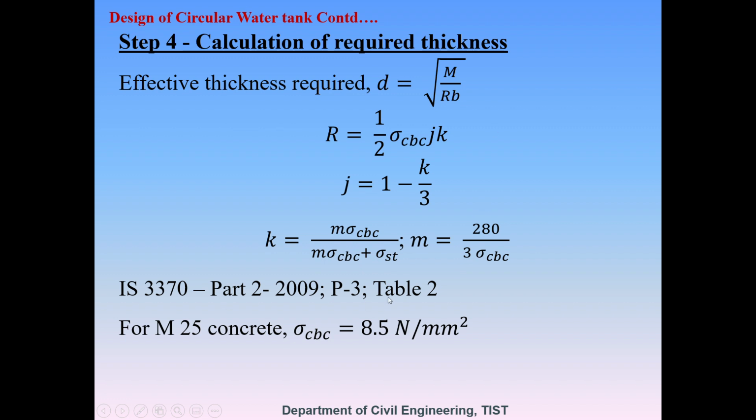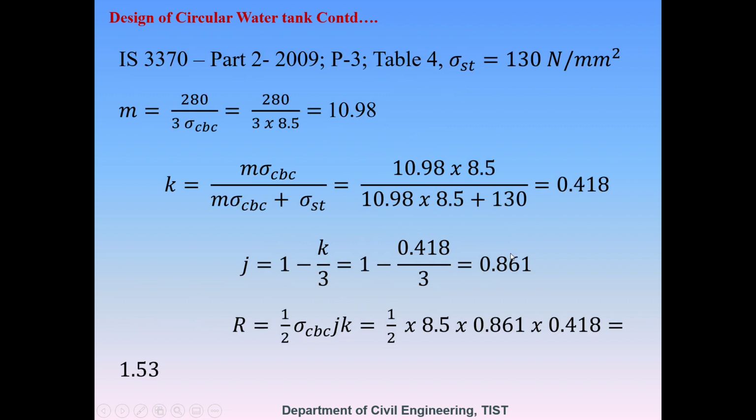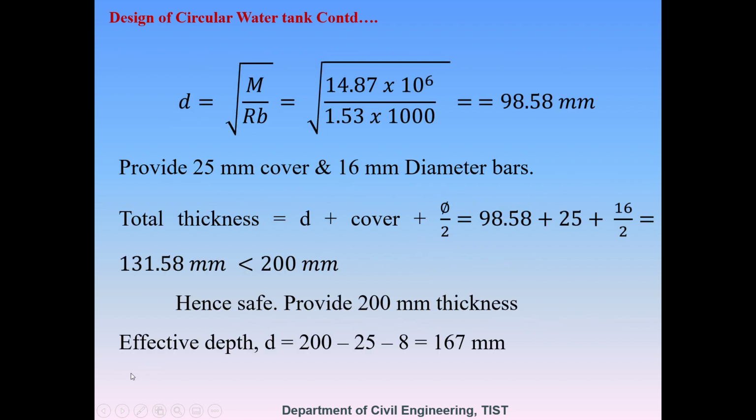Substituting sigma CBC as 3.5, you will get the value of M as 10.98. Substituting M, sigma CBC and sigma ST in the equation of K, you will get K as 0.418. The value of J is obtained from 1 minus K by 3, that is 0.861. Substituting all the values, you will get R as 1.53. Then substituting here, you will get the required thickness of the wall for 1 meter width of the wall. For 1 meter width, B is equal to 1000. Then you will get 98.58.